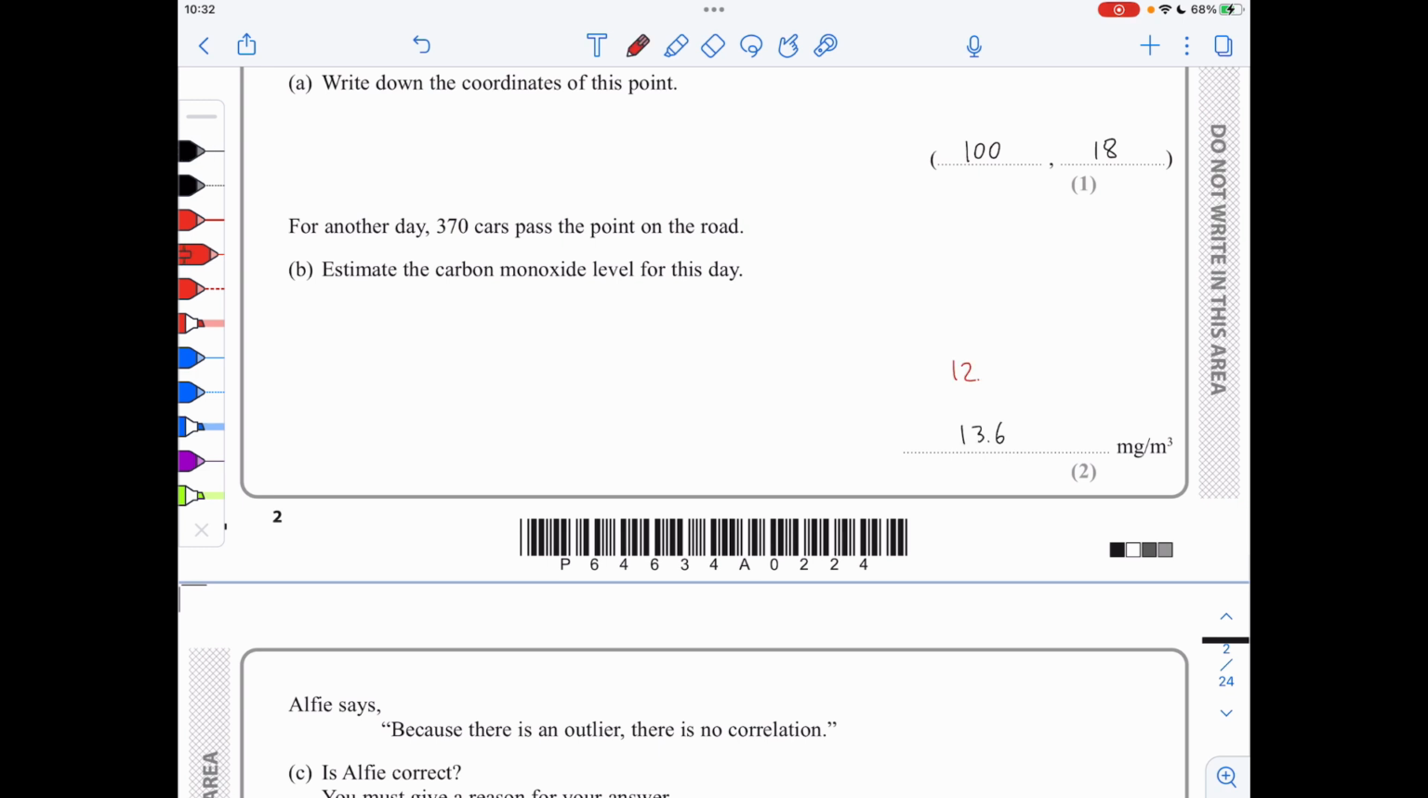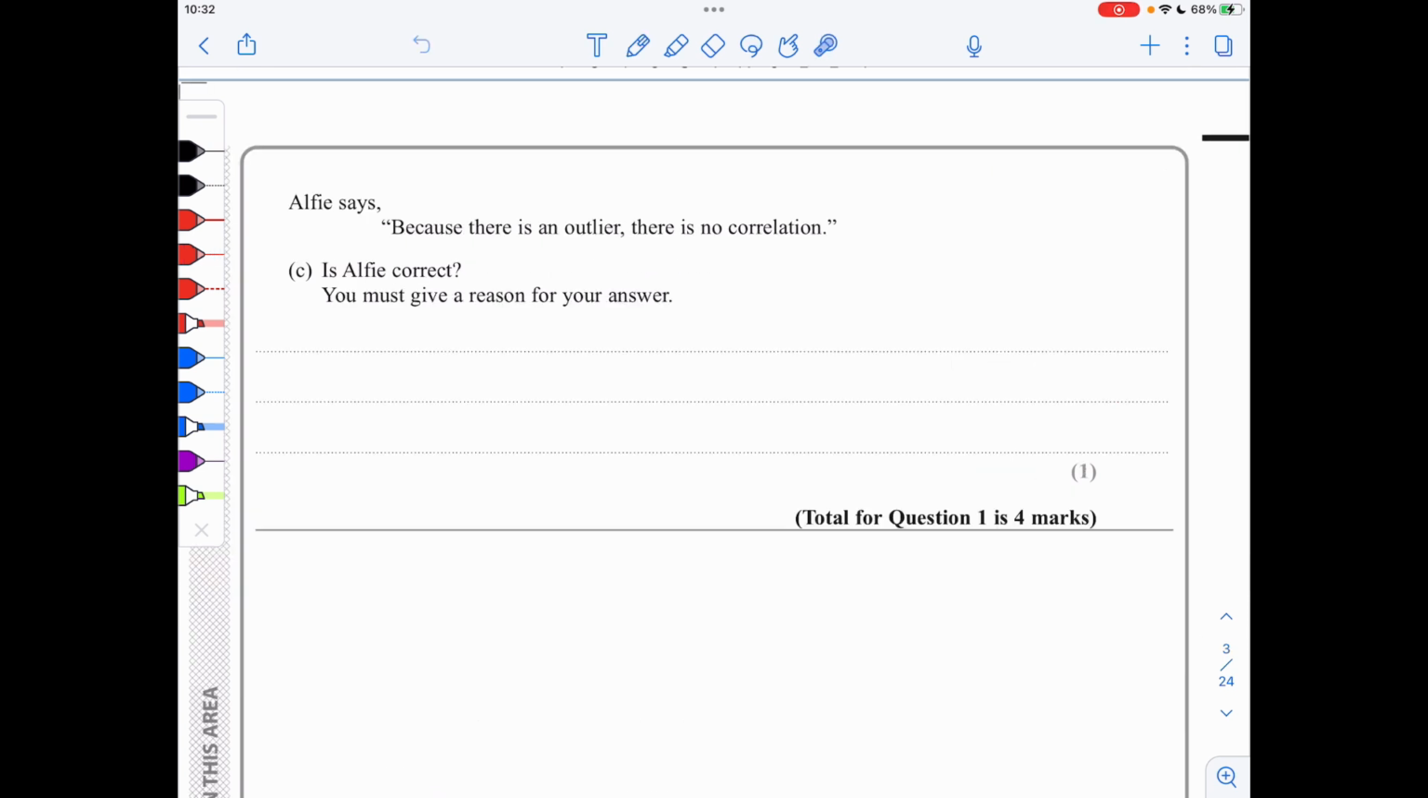Of course, everyone could have drawn something a bit different, so the examiner is accepting anything between 12.8 and 14.8. We are then told that Alfie says that because there's an outlier, there is no correlation, and we need to say whether Alfie is correct and give a reason for our answer. Now, it is true that there is an outlier, but still the rest of the points are relatively close to a straight line. Hence, we conclude that there is correlation. So the fact that there is one outlier does not mean that there is no correlation.